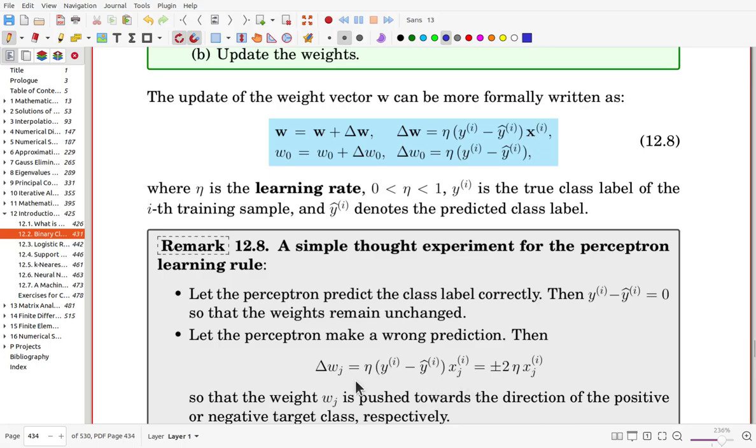So we can write the result in this way, ±2 eta xj for the ith point, so that eventually, along with this rule, the weight will be pushed toward the direction of the positive or negative target class. By using this iterative update, we can get convergence once a data set is separable.